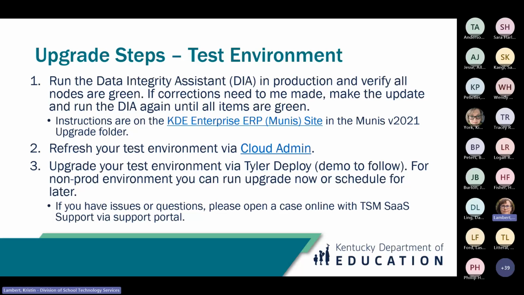These are the same steps repeated, but with a little more detail, talking about the DIA. There are instructions on the KDE Enterprise Munis SharePoint site. There's a link to the site if you don't have it. It's in the version 2021 upgrade folder.